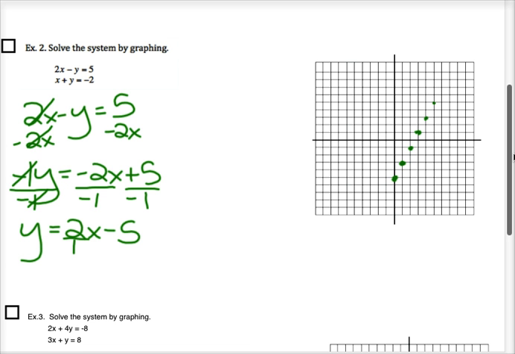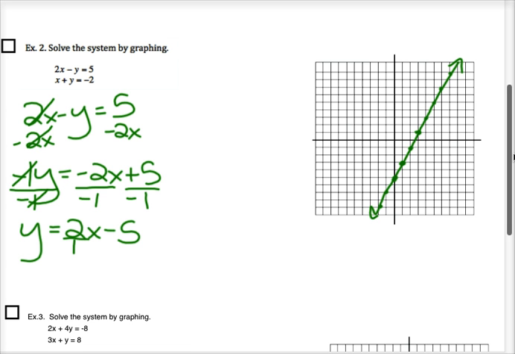Now, it is extremely important when you're solving by graphing to put as many points as possible because you need to be as accurate as possible. You need to see the precise point where your lines cross. So again, find as many points on that line as possible so you can graph accurately. So I've got my first line done.